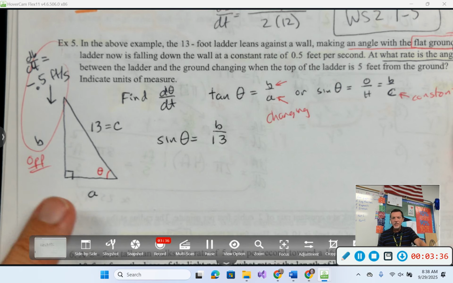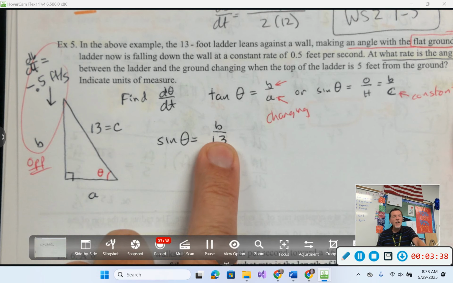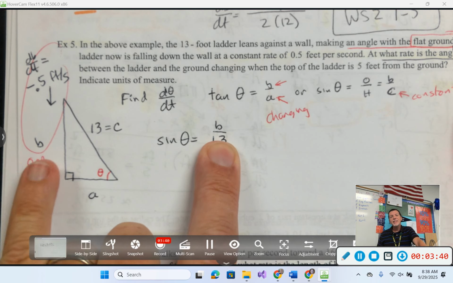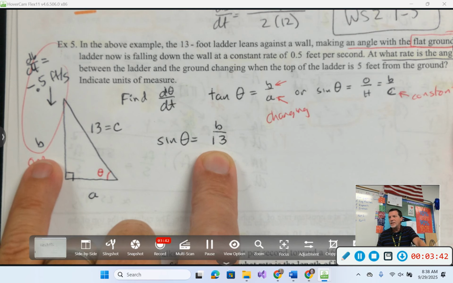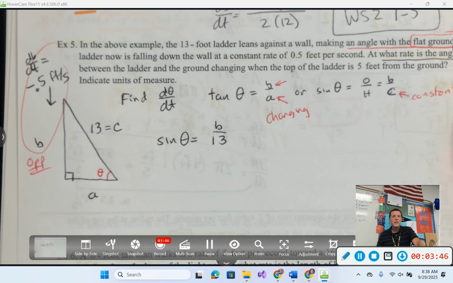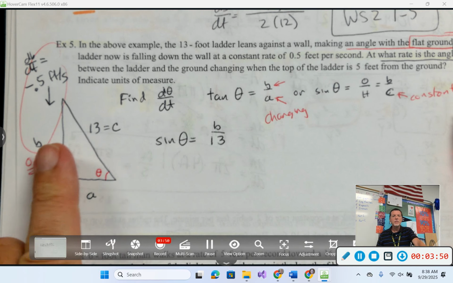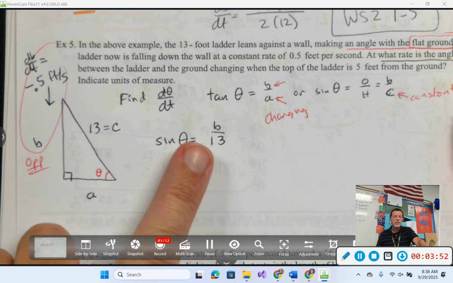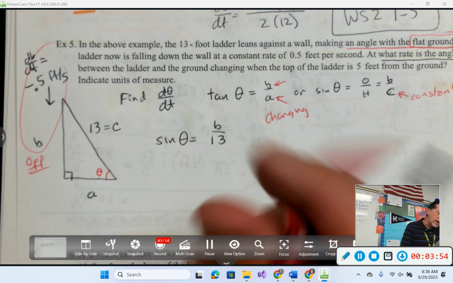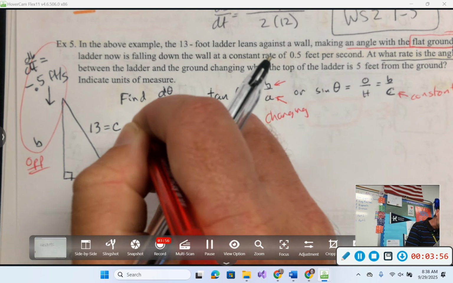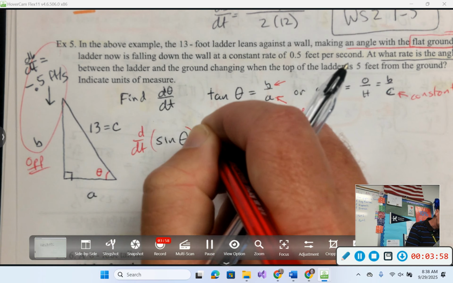The danger here is that someone's going to put sine of theta equals 5 over 13. And that's true, but only at one instant, when b is 5. But b is changing, so I need to have that b in there. All right, sine of theta equals opposite over hypotenuse, b over 13. Now I need to take a derivative of each side to make d theta dt show up.